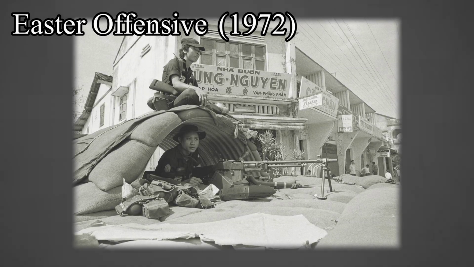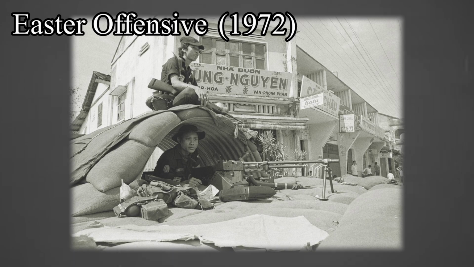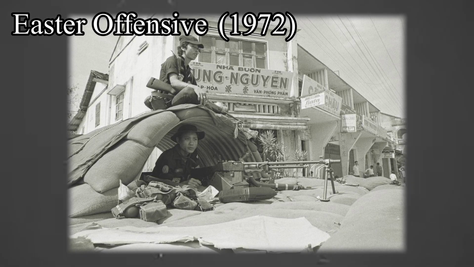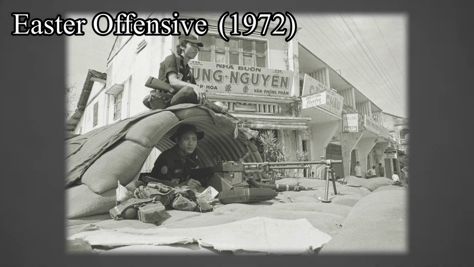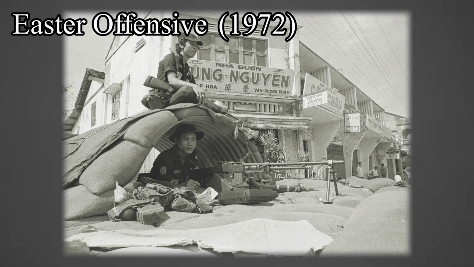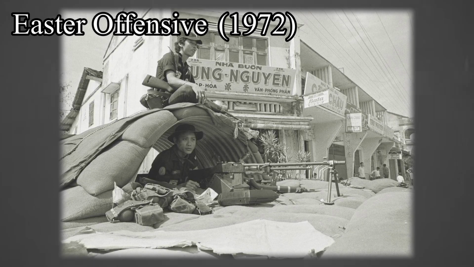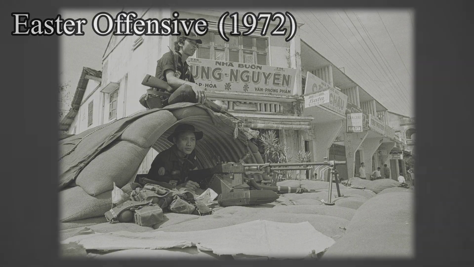The Easter Offensive was a military campaign launched by the People's Army of Vietnam against the Army of the Republic of Vietnam and the United States military. The offensive lasted from March 30th till the 22nd of October 1972. It was a very large offensive, with the North Vietnamese army attacking with over 300,000 soldiers. They wanted to achieve a decisive victory.